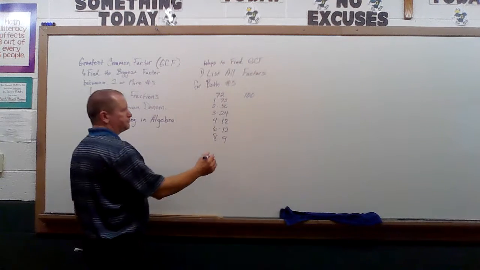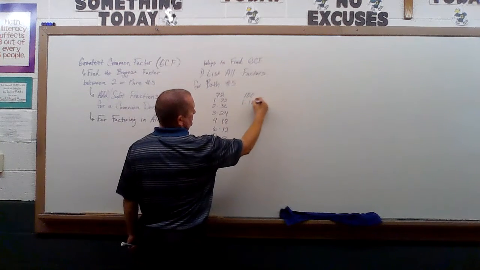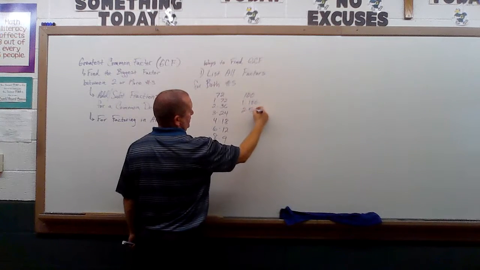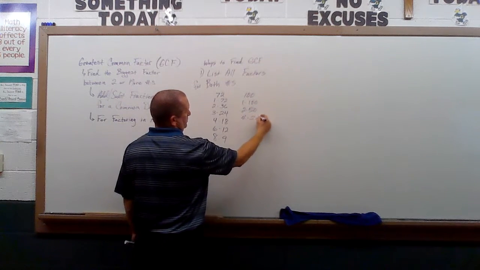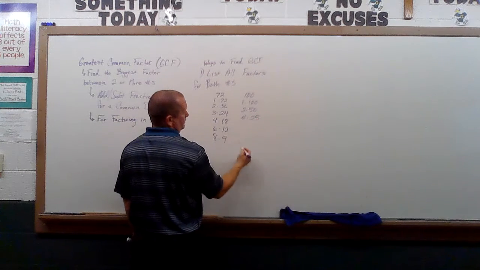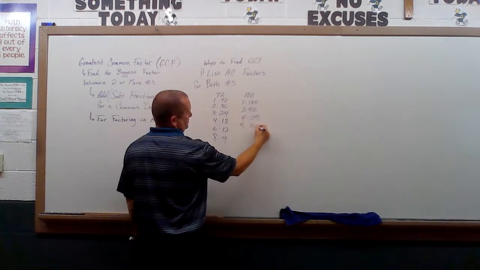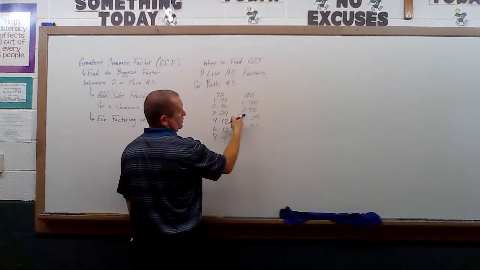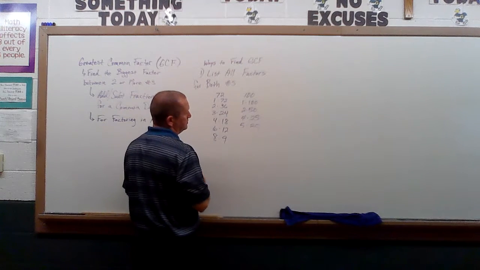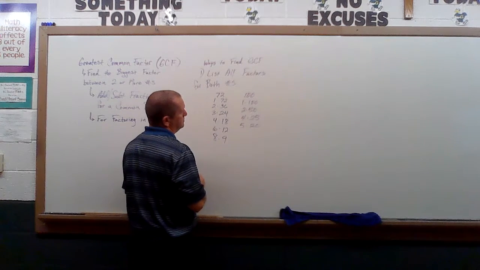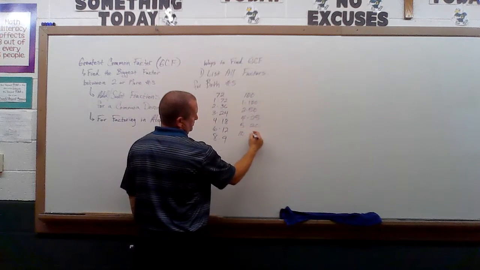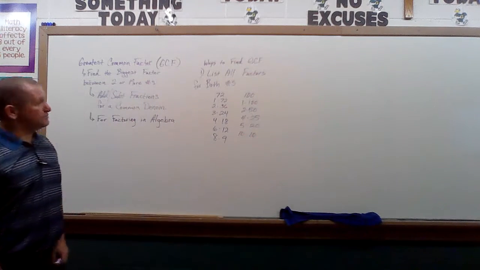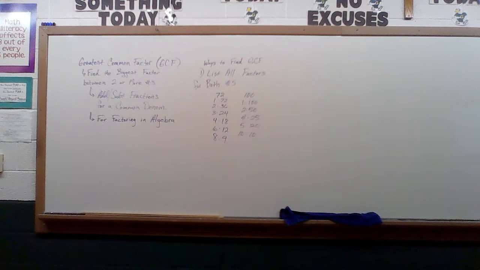How about 100? 1 and 100. 2 and 50. 3? No. 4 and 25. 4 quarters, right? 5 and 20. 6? 6 doesn't work because 3 didn't work, right? 7? No. 8? 9? 10? Yeah. Okay, so what is my greatest common factor between those two numbers?